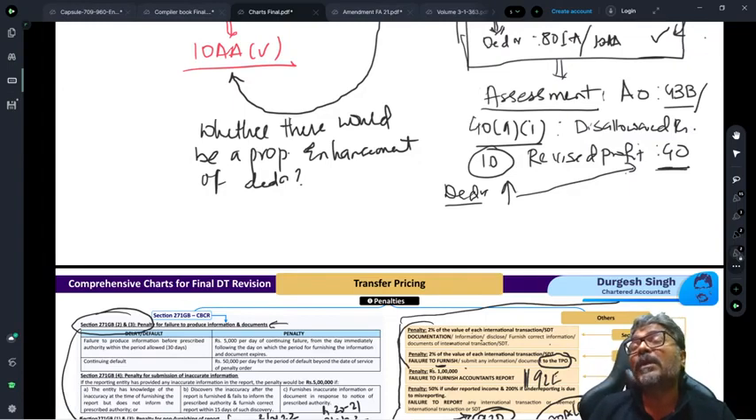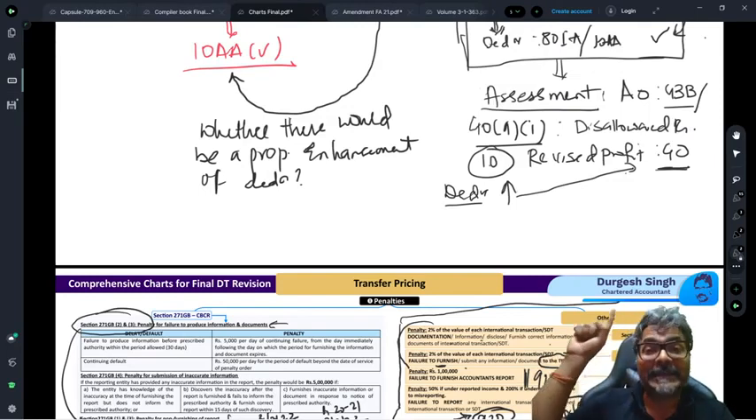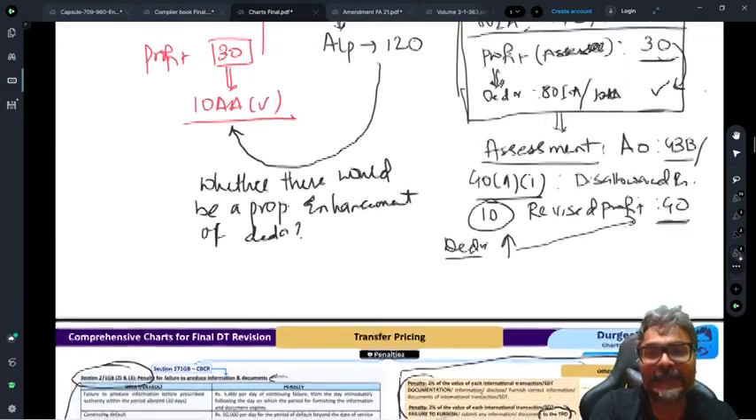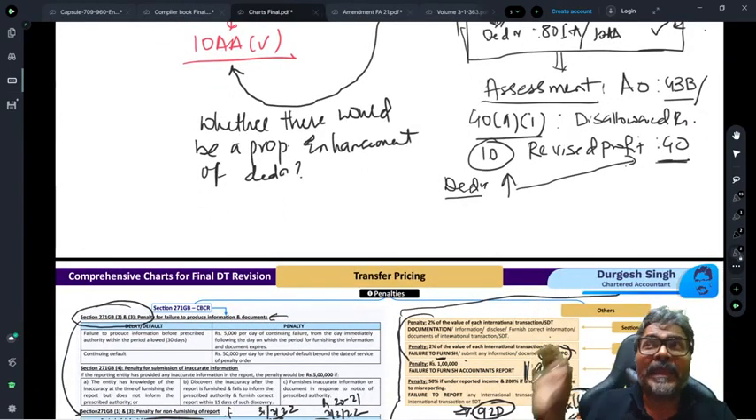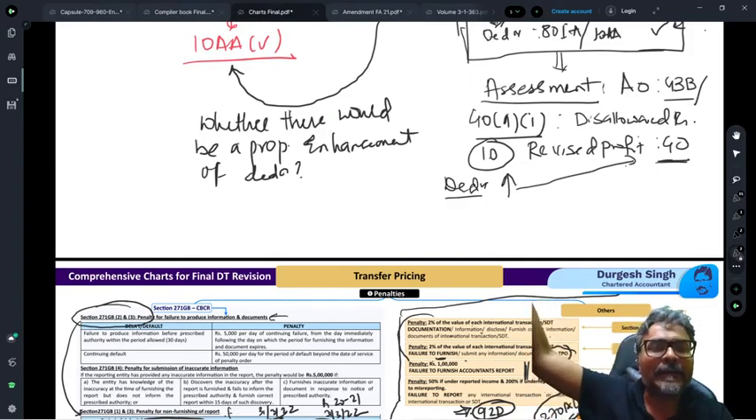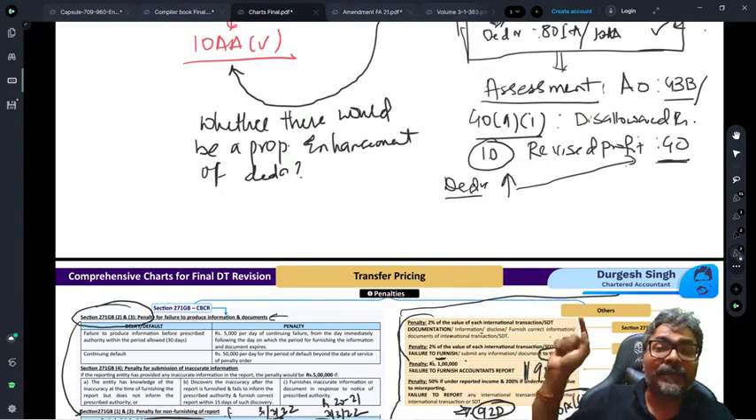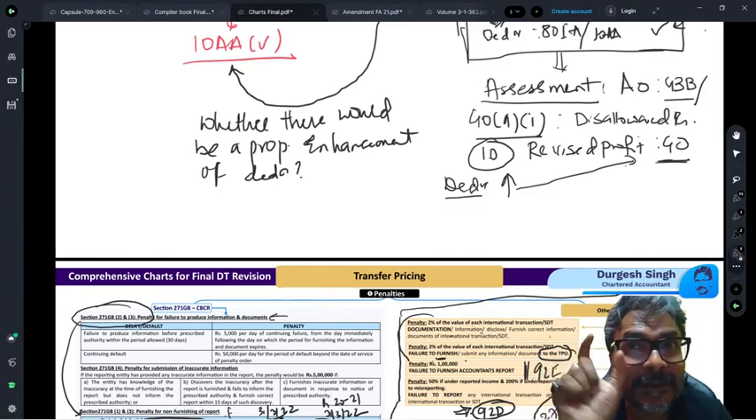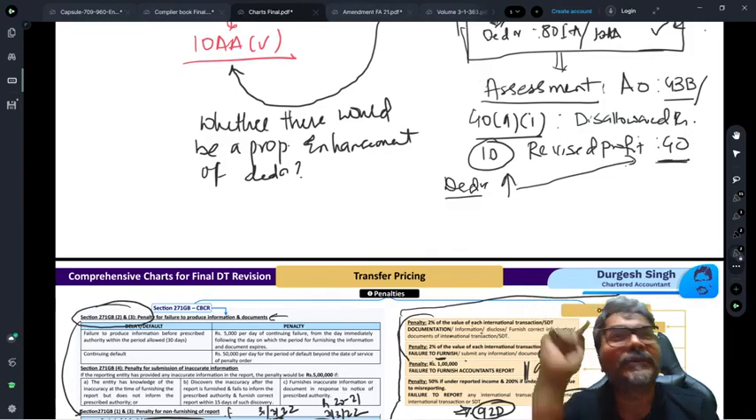So whether my deduction will also be enhanced in this particular case, the answer is yes, it will be. Yes, it will be, Sunny. My deduction also will get enhanced proportionately in this particular case, students. So be careful, students. If the position in your question is like this, that the assessee has given a profit of 30, and the AO in the course of the assessment has disallowed some of the expenditure and enhanced your profit to 40, then, Ujjwal, your deduction of 80-IA, 80-IB, 10AA will be on 40 and not on 30. This is the concept that we have learned in the profit linked deduction.